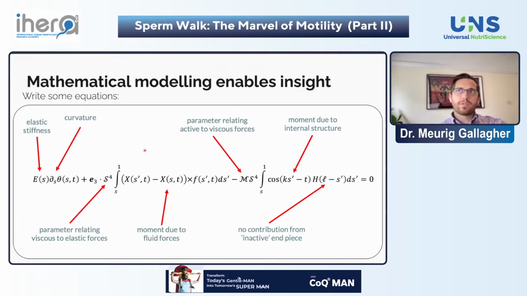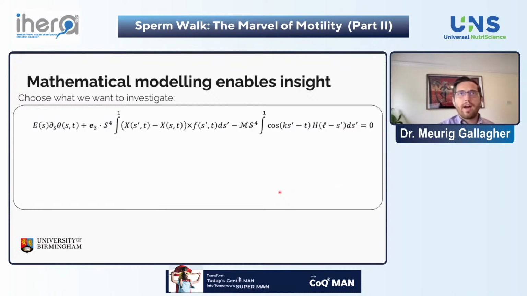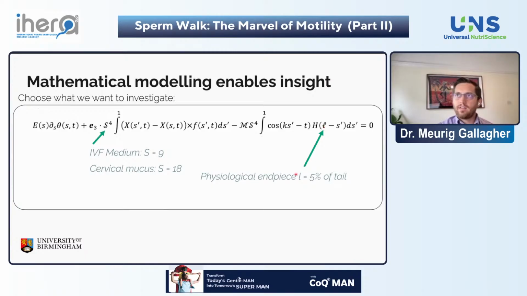What she turned that into was what we call a model, and that basically says that the curvature, so the amount that the tail bends, is related to the amount of bending force, because we're in a fluid, with the amount of bending because the tail wants to bend. And we can solve that for a number of parameters. So we have this parameter S, which basically says, are we in a non-viscous IVF type situation, or are we in cervical mucus? And then we have a little parameter L that is the length of the end piece region. So physiologically, L would be about 5% of the total tail length.